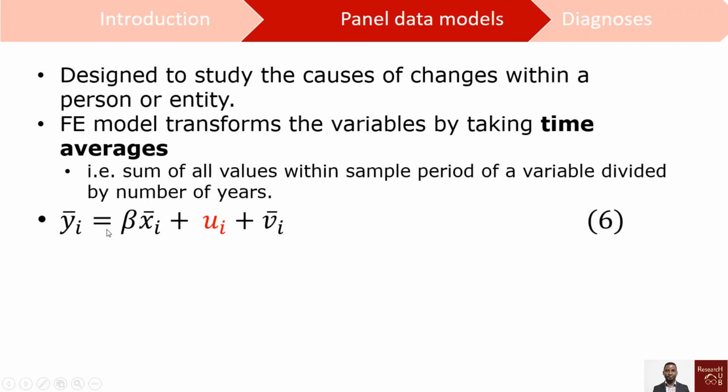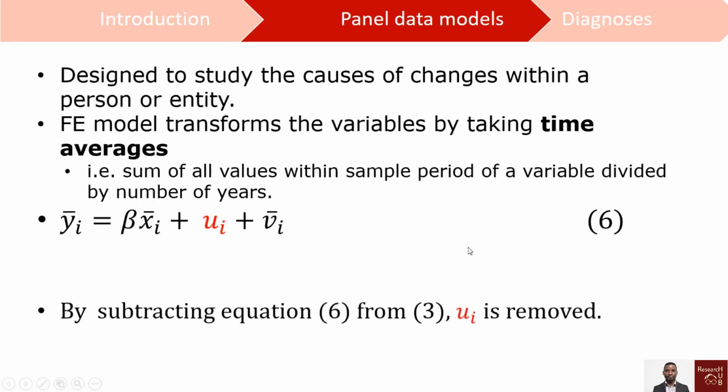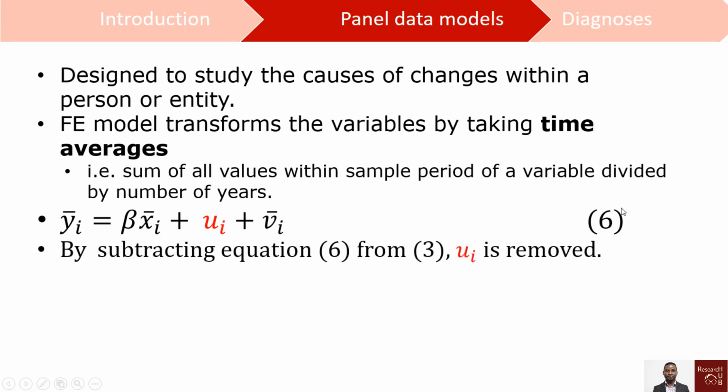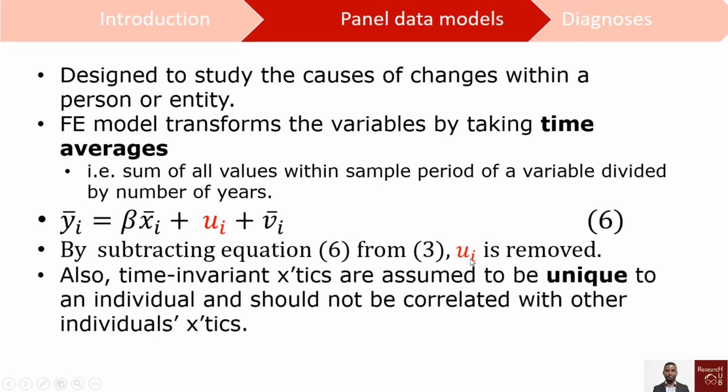So this is how the transformation looks like. We take the averages of all the variables, and then by subtracting equation 6 from 3, we remove UI. Alright, so UI is constant, so we take the average, the same value, then we remove UI. Unlike in the first difference where you subtract the previous value from the current value, we have the averages being subtracted from the current value in fixed effects modeling.